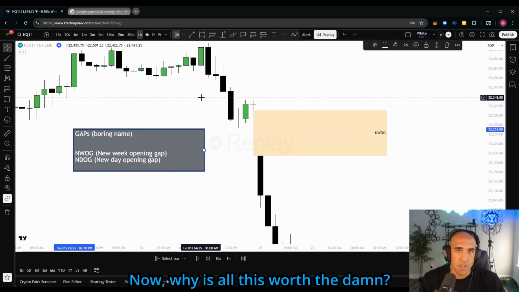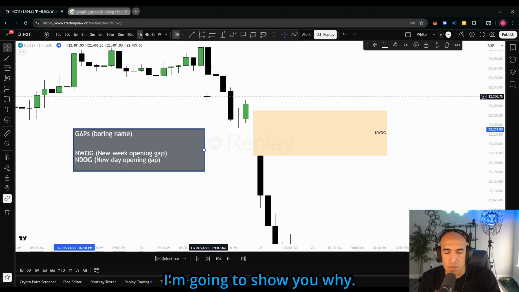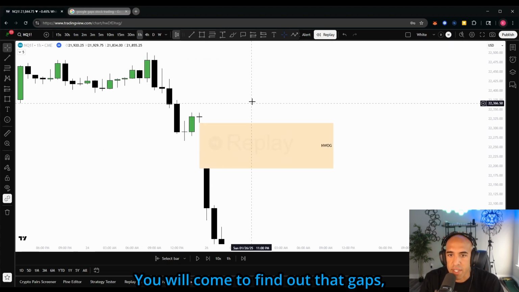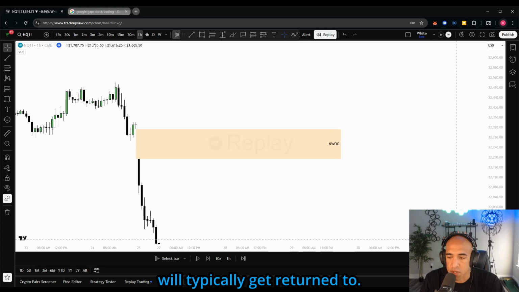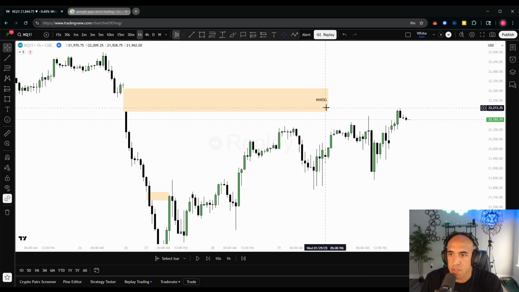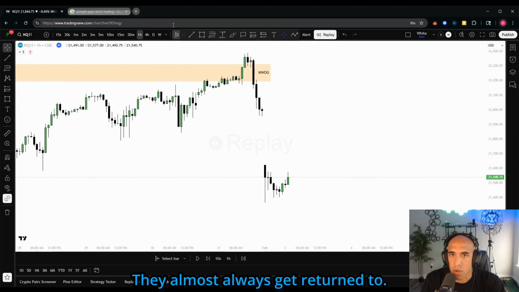Now, why is all this worth it? What's the point? Why are we diving into gaps? I'm going to show you why. You will come to find out that gaps, the majority of the time, 9 times out of 10, will typically get returned to. And that's the beauty of gaps. See this example here? Boom. Look at that. They almost always get returned to.